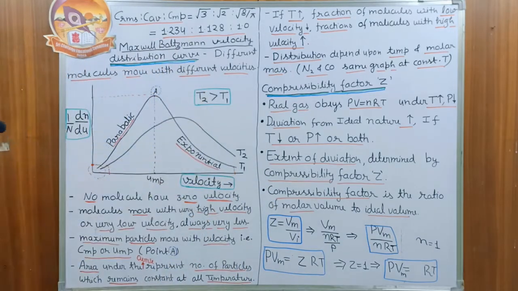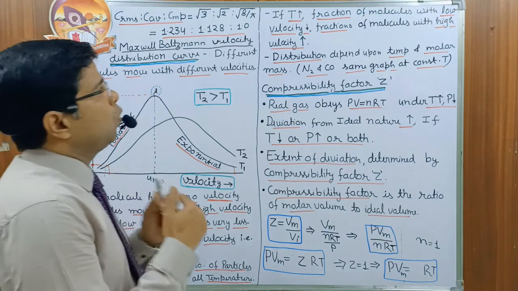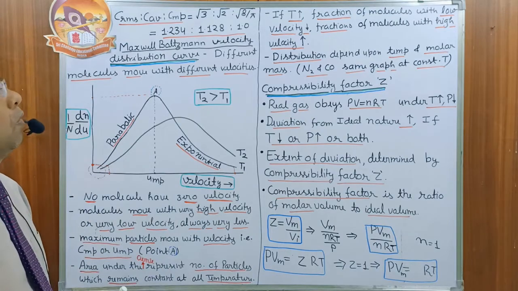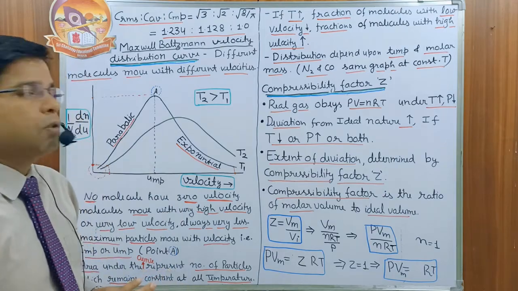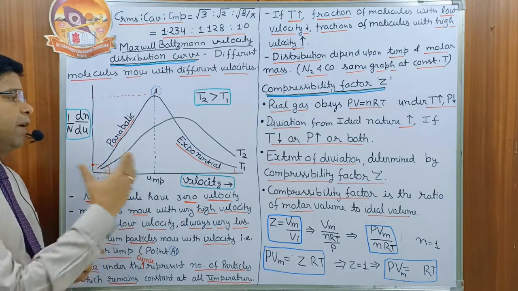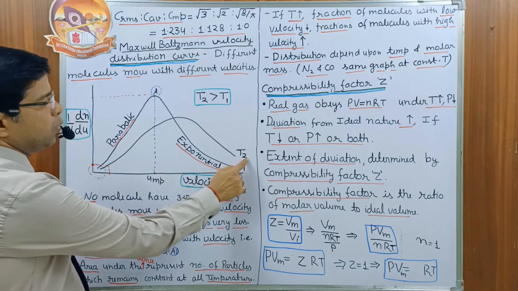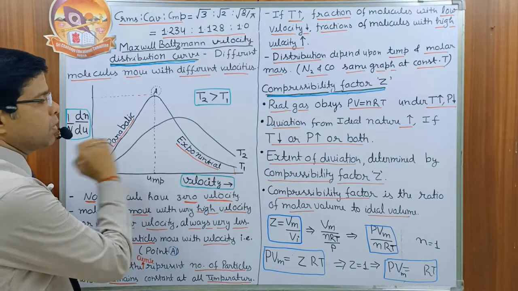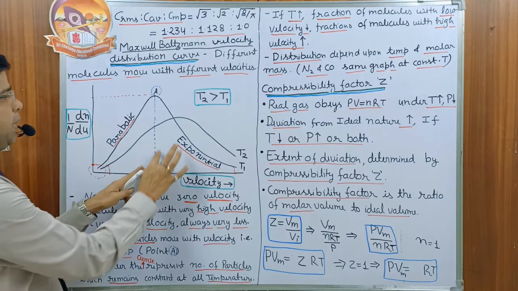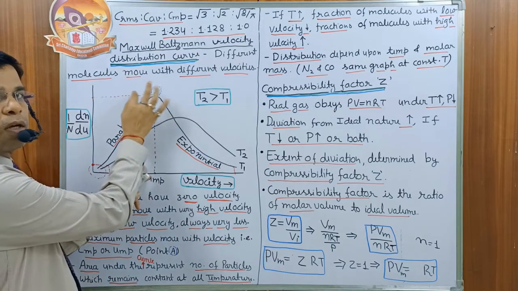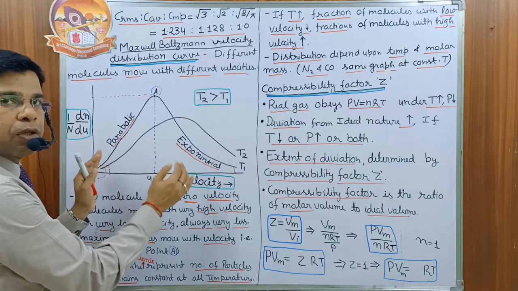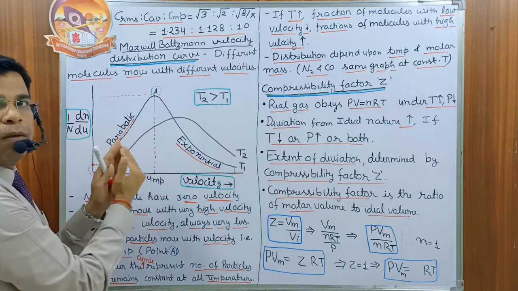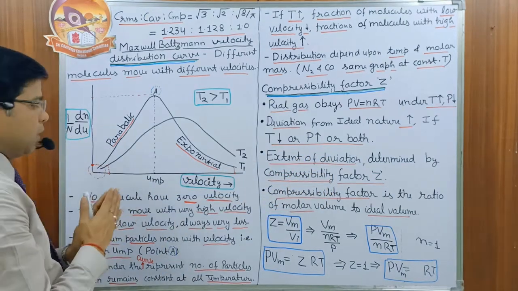Now the next, if temperature increases, the fraction of molecules with low velocity decreases and the fraction of molecules with high velocity increases. Look, first thing you need to remember: at a very high temperature, like this T2 is more than T1. First you see T1. At T1, the peak is higher, but the range is less. But as we increase the temperature, the peak becomes lower, but the range becomes more. The graph becomes broader.